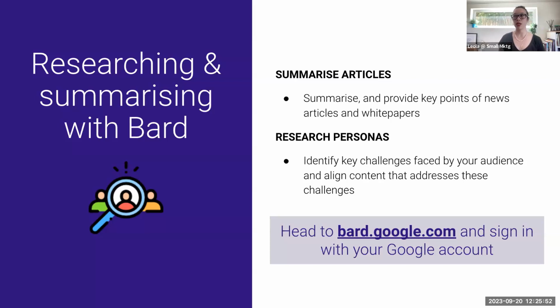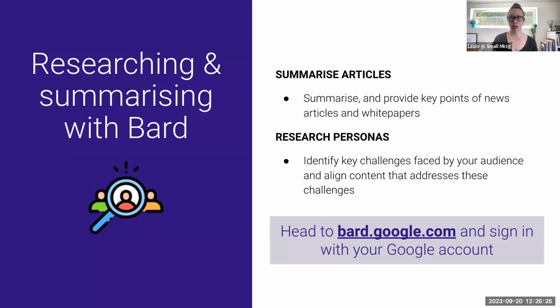So for researching and summarizing, I'm not going to go through all of these in detail with an example, but you can use Bard to summarize and provide key points of news articles and white papers. So whether that means that you've got an article link and you just copy and paste that URL into Bard and say, hey, read this article and tell me the key features or key summary points of this article. Instead of having to read long articles, it can do that really well. So that's one really fast way to get a gist of what articles are saying.